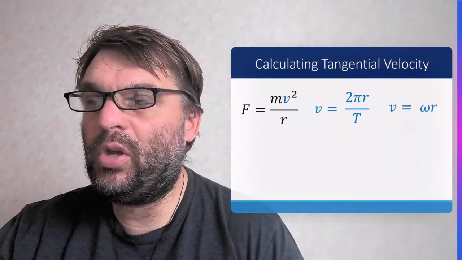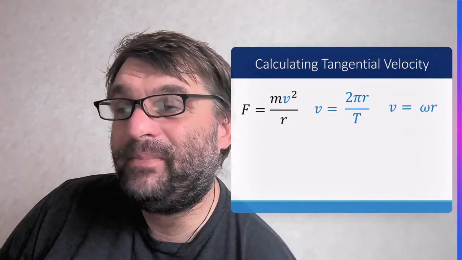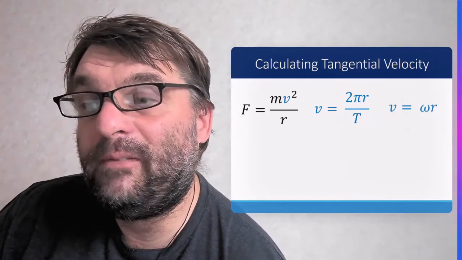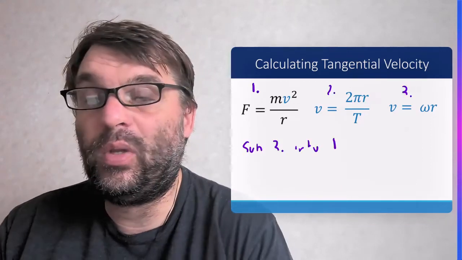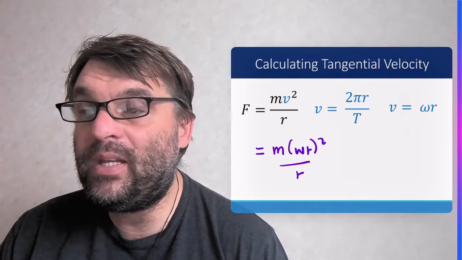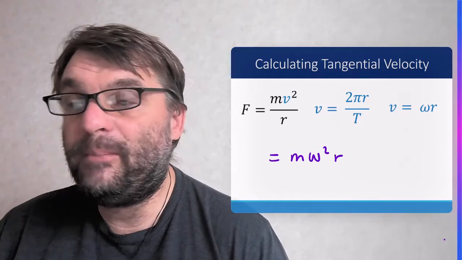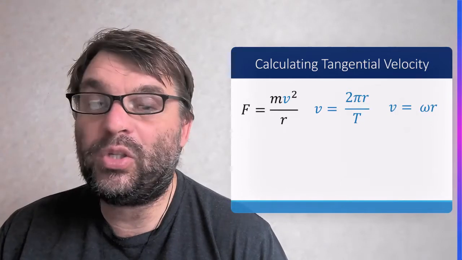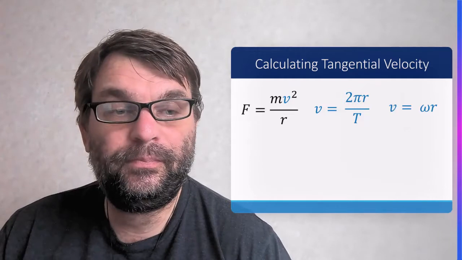You can also calculate this in terms of angular velocity. As force equals mv squared divided by r, and v equals omega r, which we learned about earlier, then the force will equal the mass times (omega r) squared, divided by r, which gives you the final equation: m omega squared r.